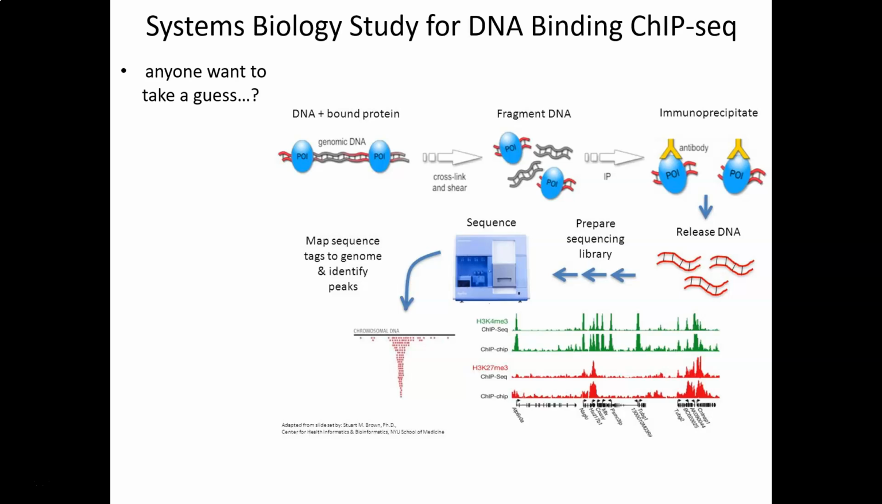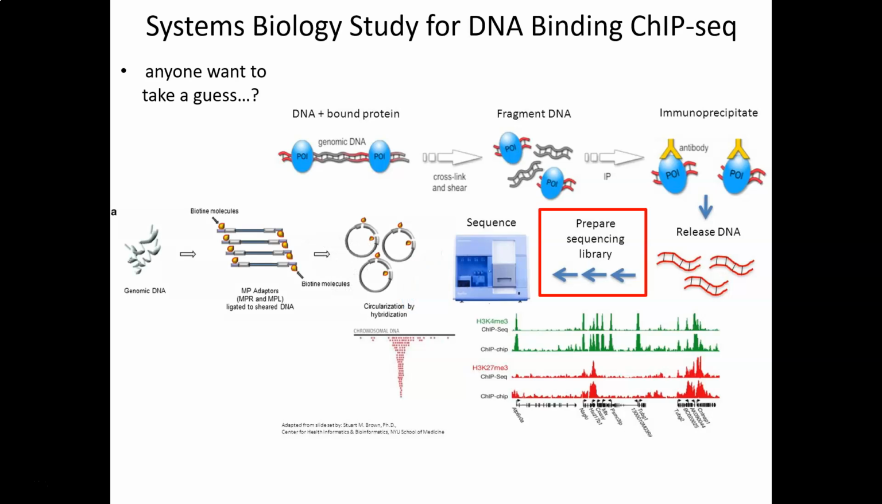What we do in ChIP-seq is, instead of going straight to PCR, we take all of these DNA molecules and use them to prepare what's called a sequencing library. I've dropped that term library before, not too long ago. A library is a heterogeneous collection of cloned DNA fragments.